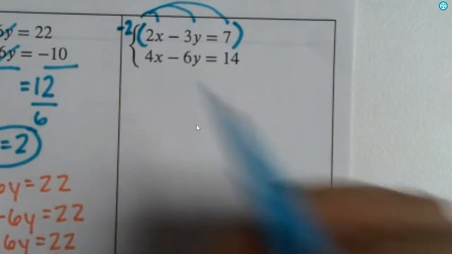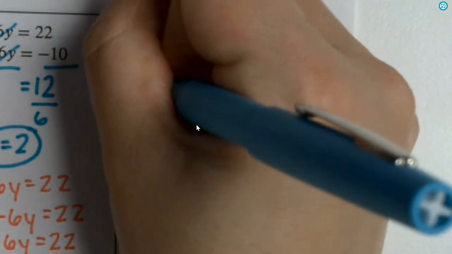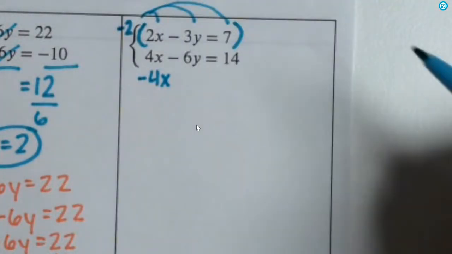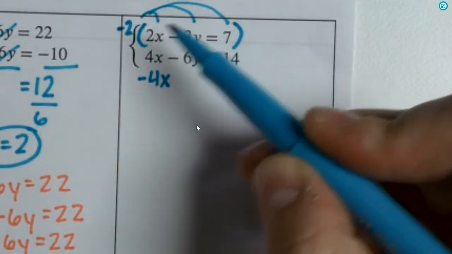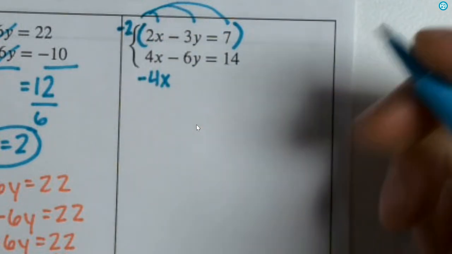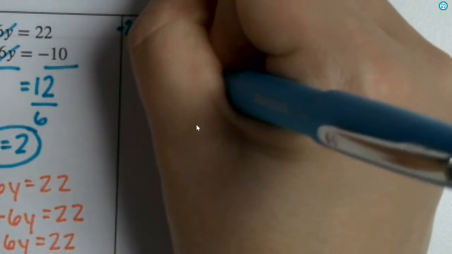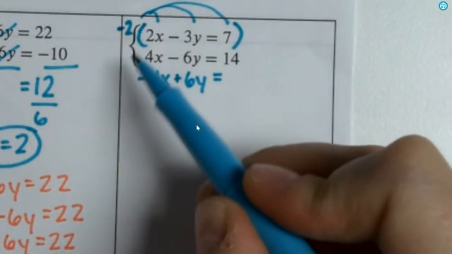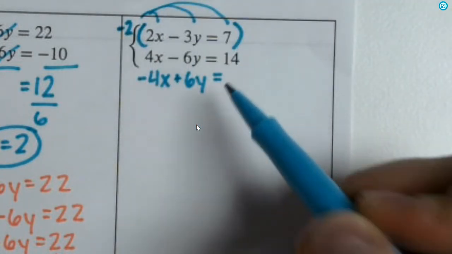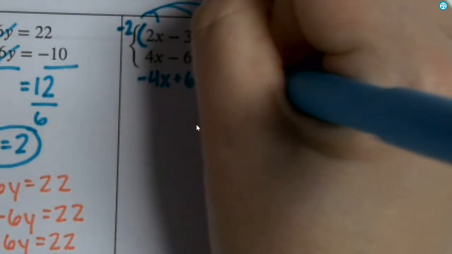Negative 2 times 2x is negative 4x. Negative 2 times negative 3y. Negative times negative is positive. So that's plus 6y equals negative 2 times 7 is negative 14.